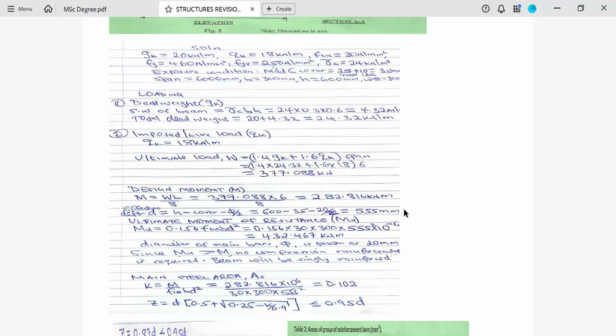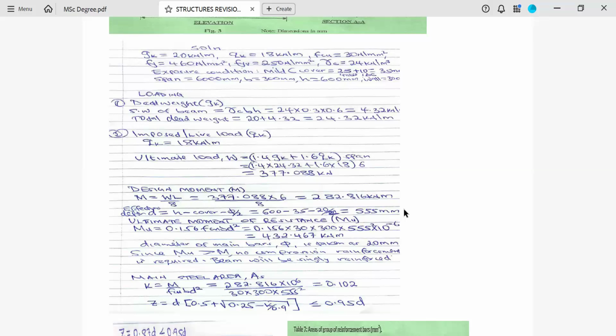squared, which is D. Now, the reason we multiply by 10 power 6: if you compute that value before 10 power 6, it will give you Newton millimeter. It will be a moment, but in terms of Newton millimeter. But for you to change Newton to kilonewton, you divide by 1,000. To change millimeter to meter, you divide by 1,000. That is why we are multiplying by 10 power negative 6: negative 3 for Newton to kilonewton, negative 3 for millimeter to meter. Now our value, we are getting 432.467.